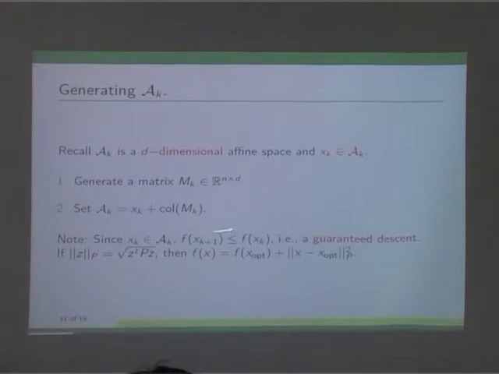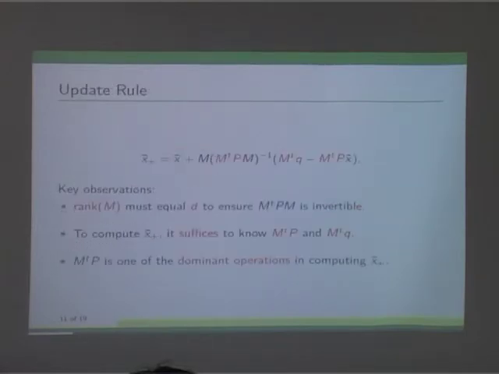The key thing to note is, why did I want this x_k to lie in A_k? Since x_k lies in A_k, f of x_{k+1} will be less than or equal to f of x_k. Is this clear? So we have a guaranteed descent. And for quadratic programs, if you define this sort of a norm, then the relation between f of x and this norm is straightforward. So measuring how f descends, one can equivalently use the distance of x from x_opt in this P norm. So one can measure the convergence rate, and that's what we will stick to.